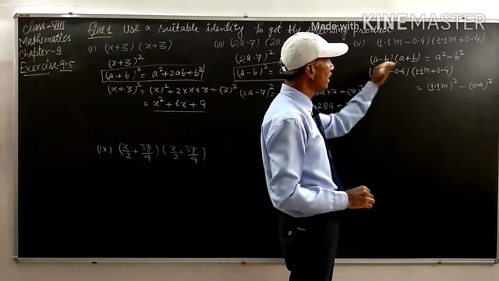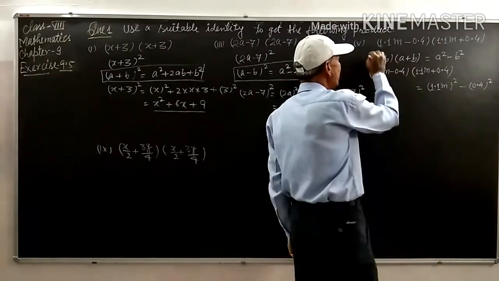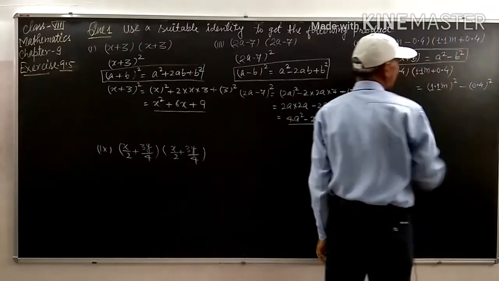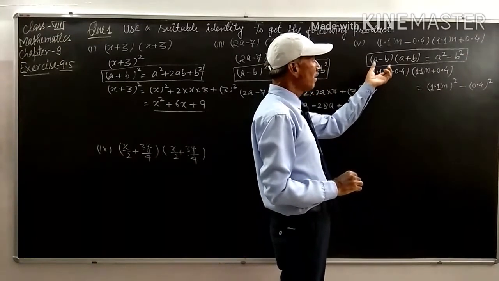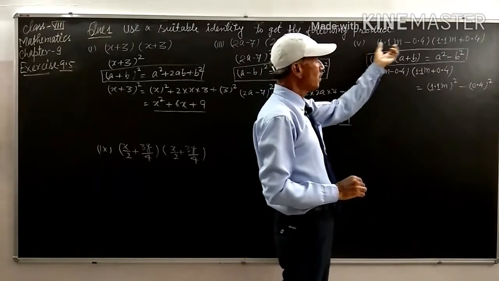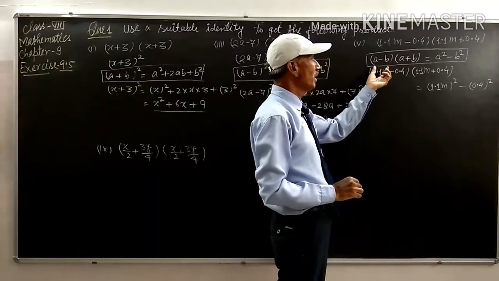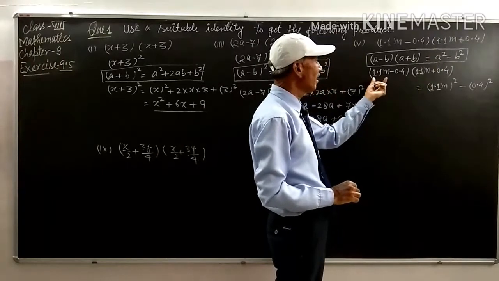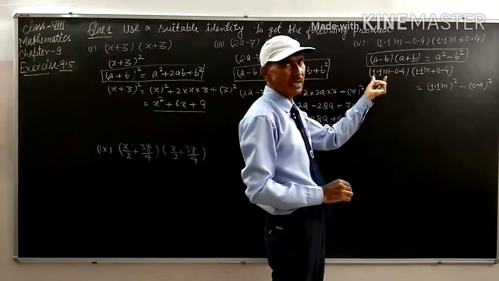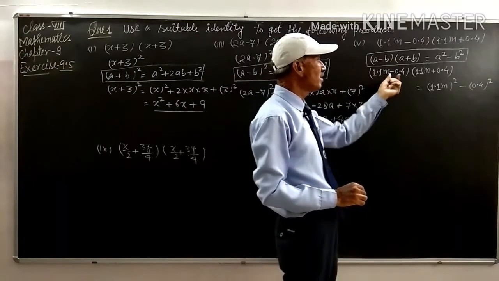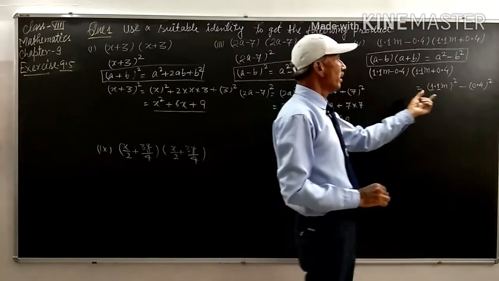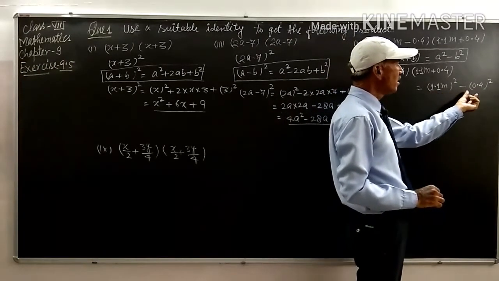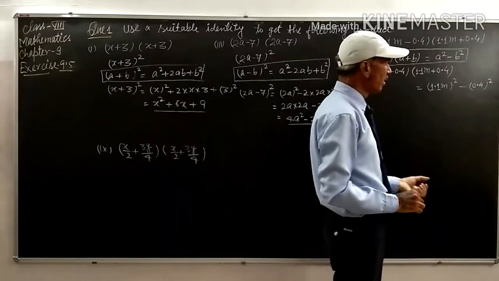Students, we compared the expression with the identity, that is the identity third. And when we compare this expression with the identity A minus B into A plus B is equal to A square minus B square, we find that in place of A there is 1.1 m and in place of B there is 0.4. So this will be 1.1 m square minus 0.4 square. Clear student?